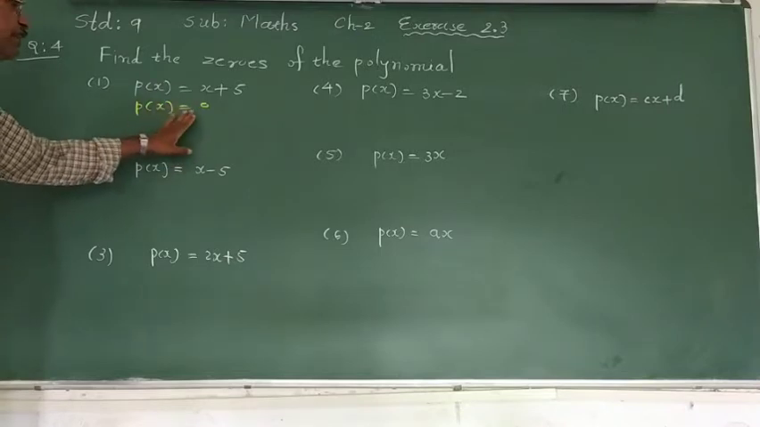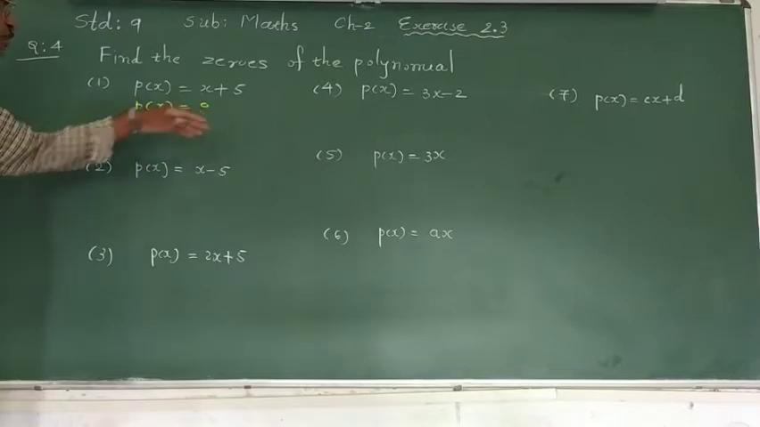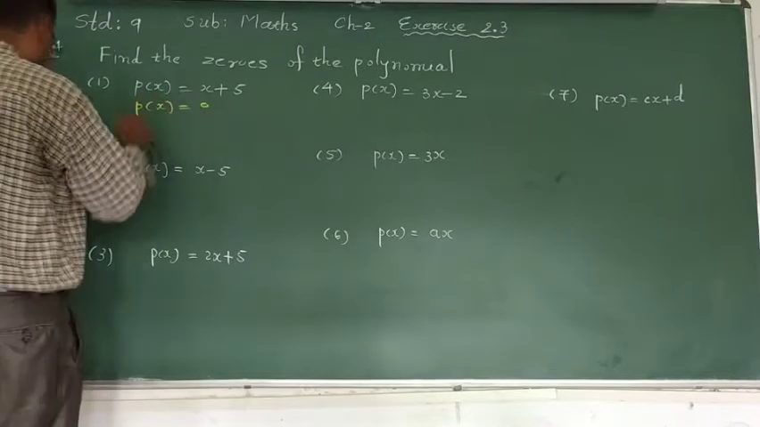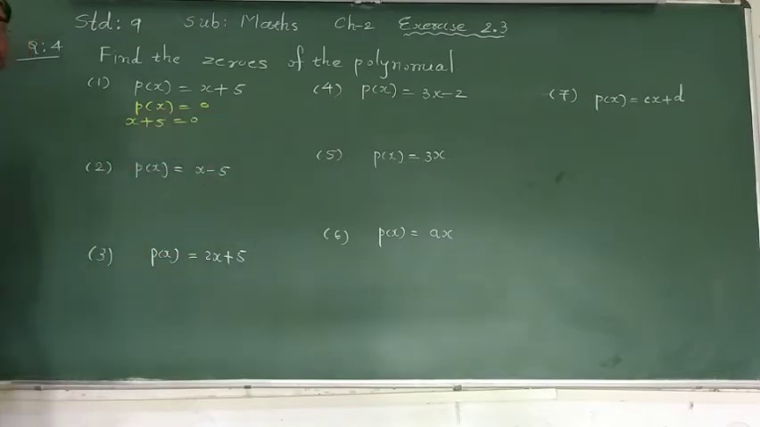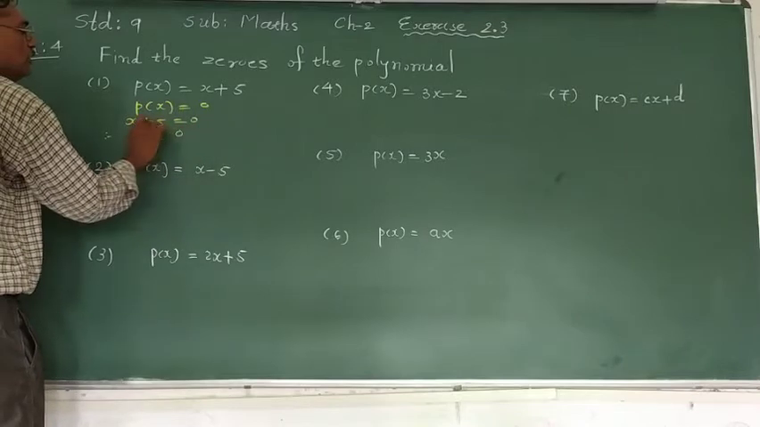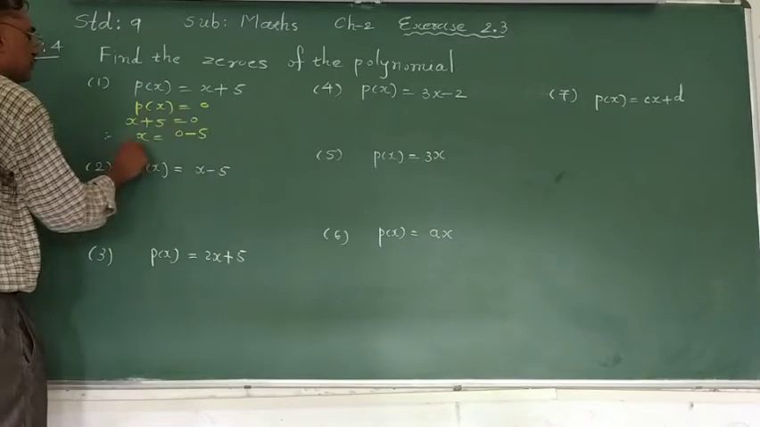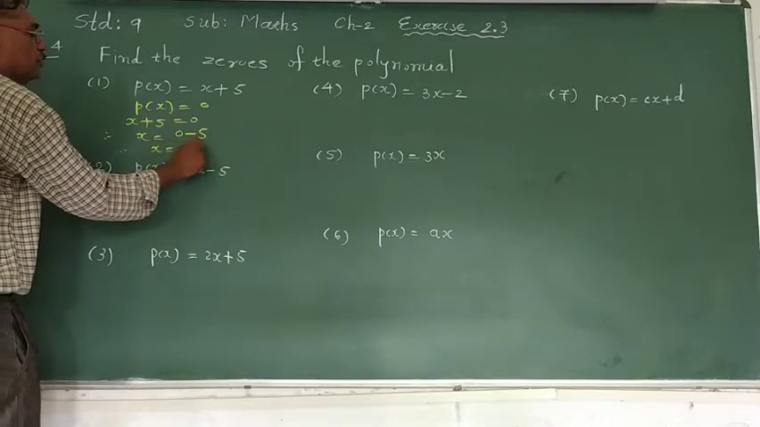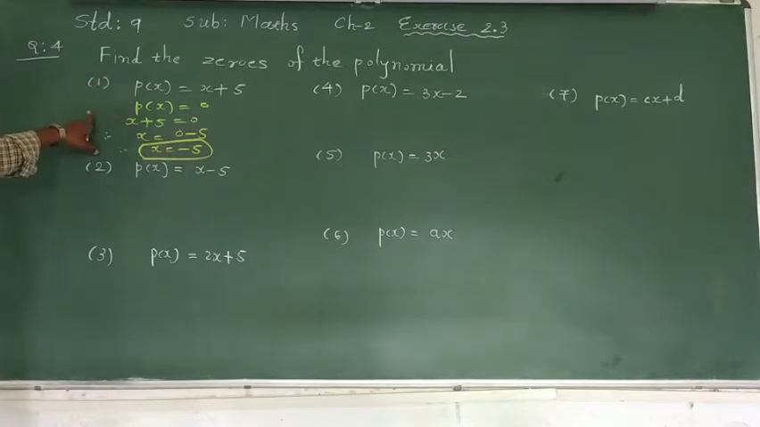We know that here is the given zeros of the polynomial, so we write the value directly as 0. And now what is p(x)? p(x) equal to x plus 5. So x plus 5 equal to 0. Therefore x equal to 0 minus 5, since 5 goes to the front side, it becomes minus. So therefore x equal to minus 5 is the zero of the polynomial.